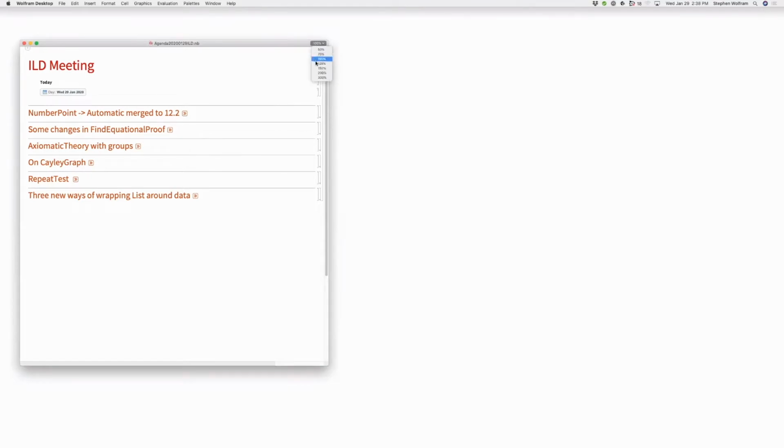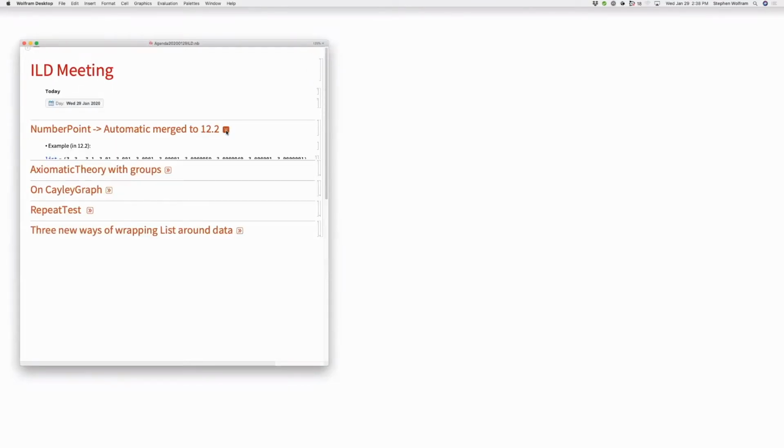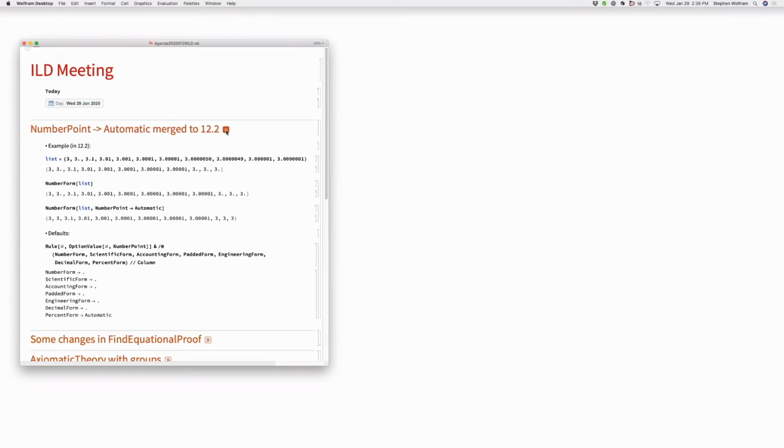Oh, look at that. NumberPoint automatic merged to 12.2. Well, that's a question. Do we want it in 12.1? I think it'd be wonderful to have it in 12.1. Let me look at what it does. And have we talked to Brett about this? Is Brett here by any chance? He's not. Can we see if we can get him? Yeah, I can give him a call.